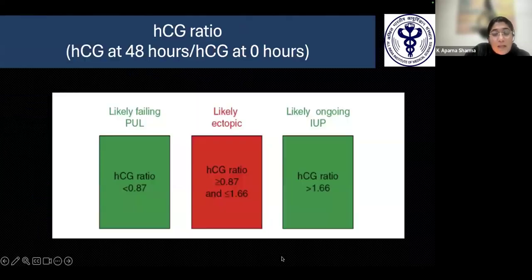If you don't see it, there is another concept of an HCG ratio, where they talk about HCG at 48 hours divided by HCG at 0 hours. We know that if the ratio is more than 1.6, that means the rise has been good, and then the outcome is likely to be an intrauterine pregnancy.